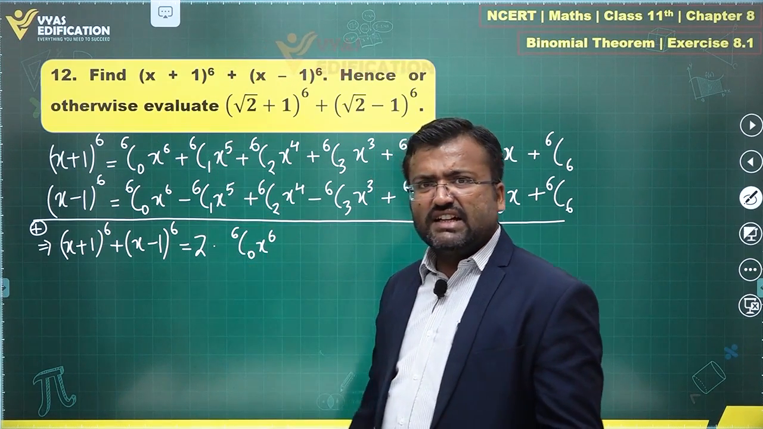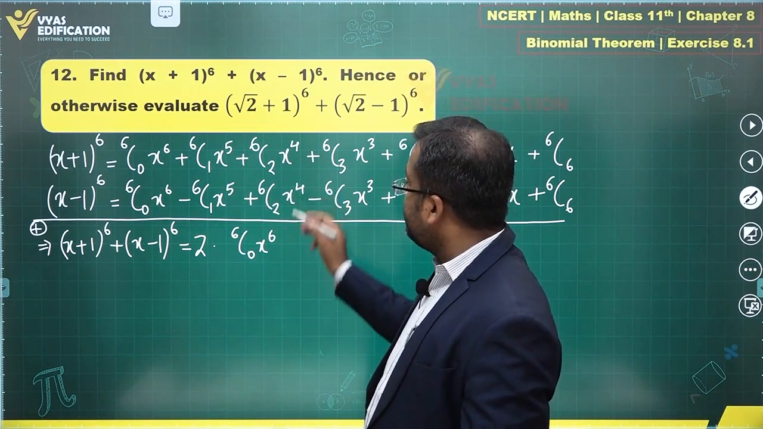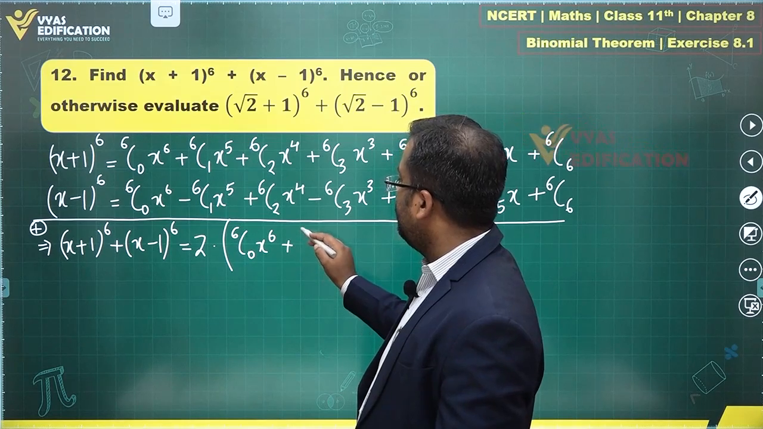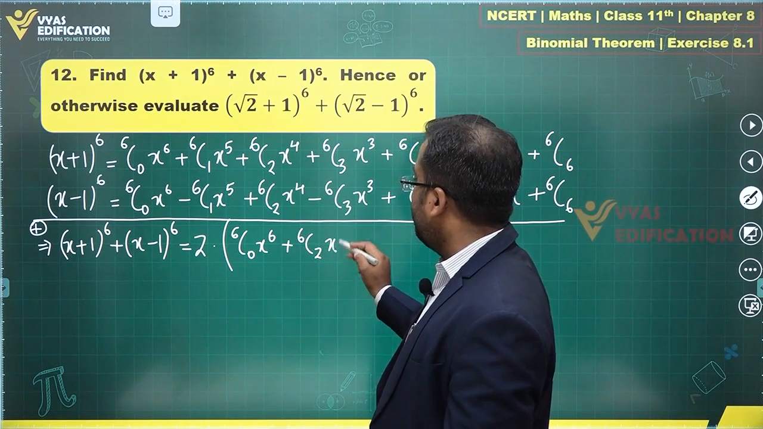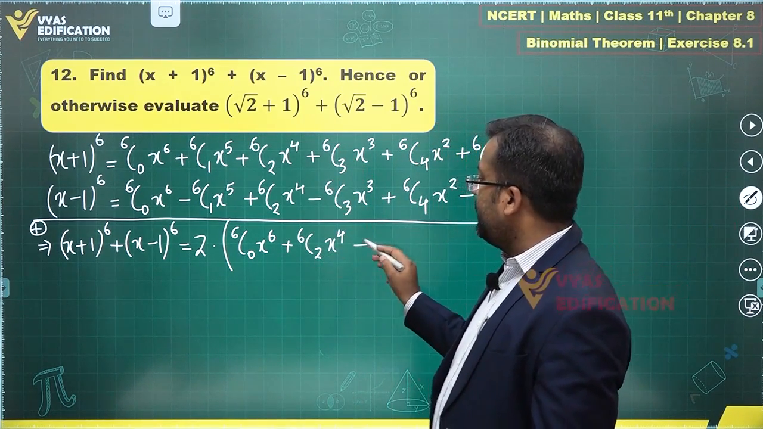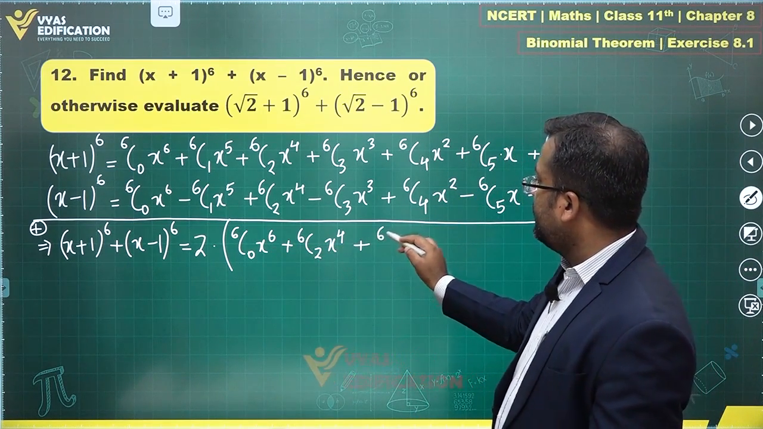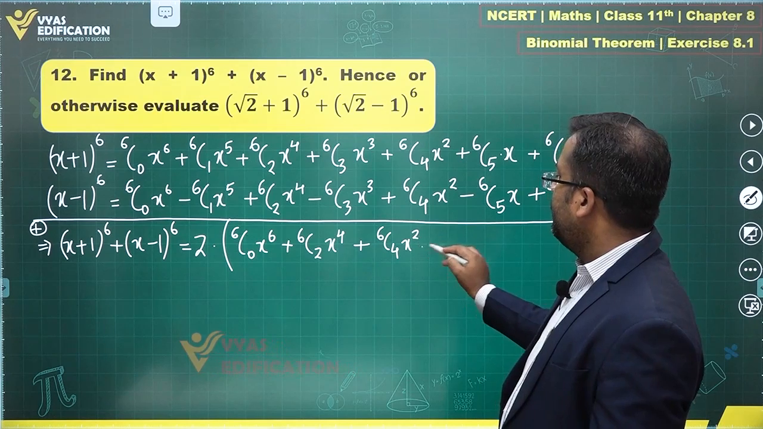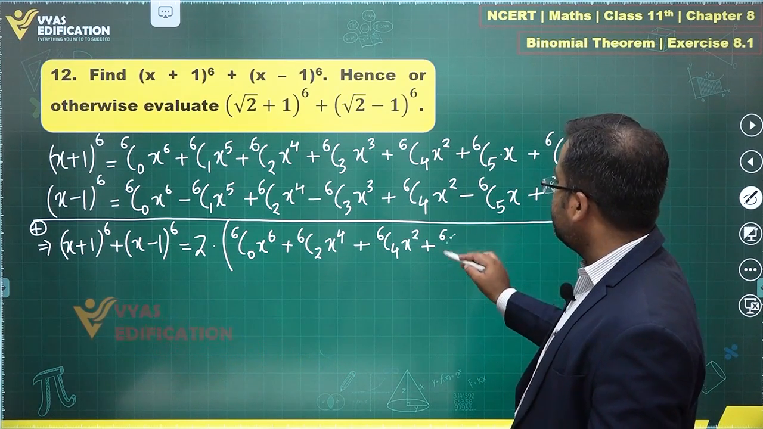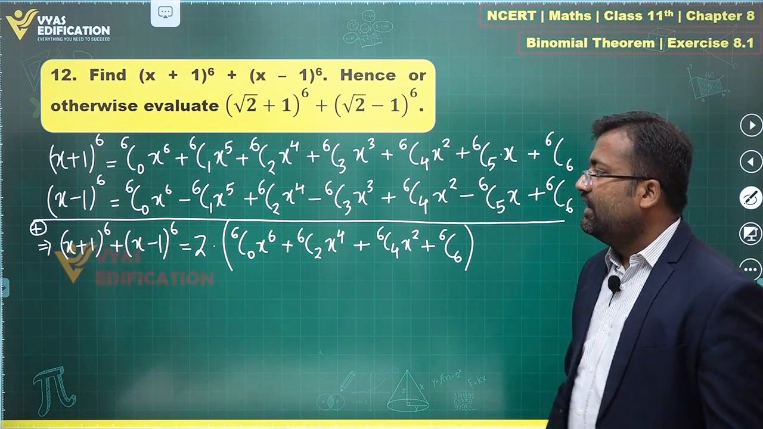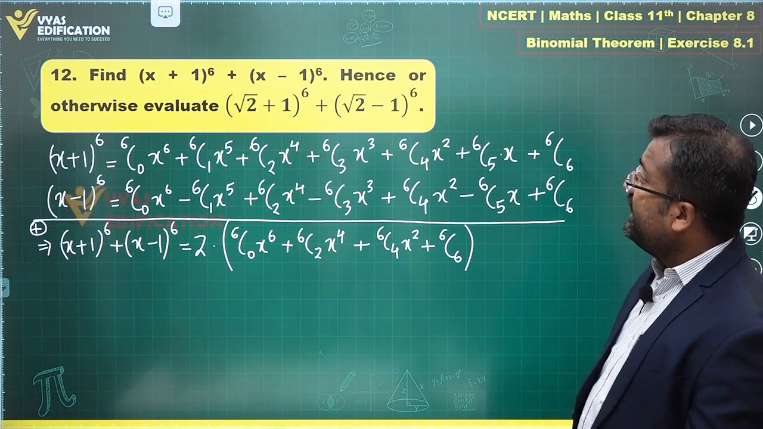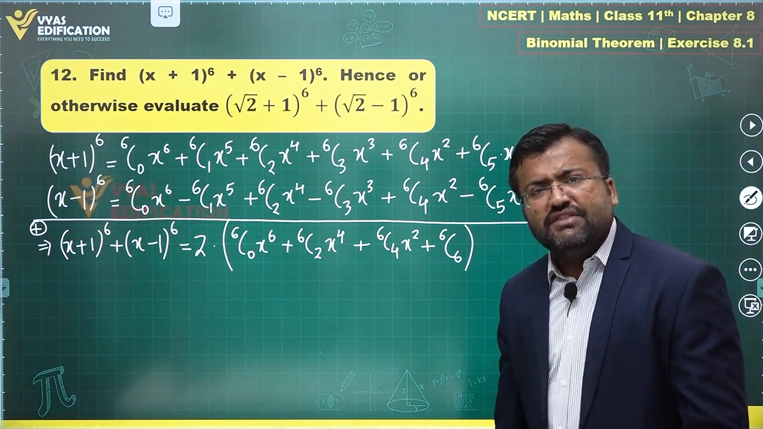These terms will get cancelled, right? 6c2 x power 4, okay, you get 2 times 6c2 x power 4. This will get cancelled, plus the next term which you will get is 6c4 2 times, plus this term will get cancelled and what you get is 6c6 over here. This is the expansion for finding this expression.